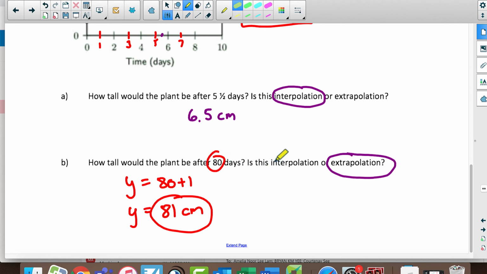And there you go. So, two fancy words, interpolation, extrapolation, and hopefully you now understand the difference between them. Good luck to you. Bye.